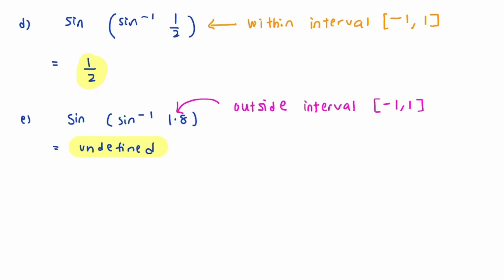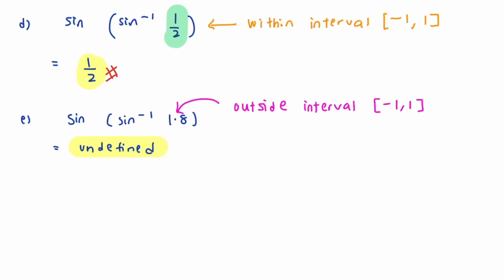Now let's look at the next one, sine composed with inverse sine half. Now we need to take care of the domain of inverse sine. The domain for inverse sine is from negative 1 until 1. So half is within the domain. Therefore, we can accept half. Your answer is just half.